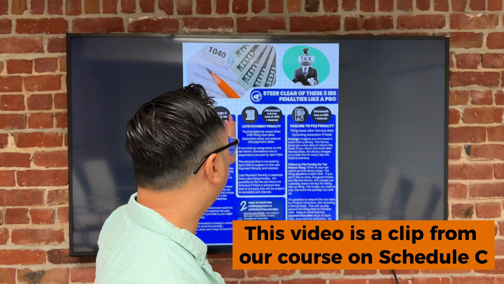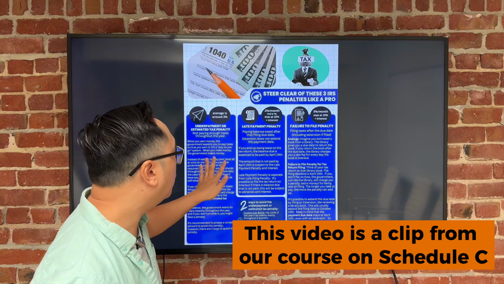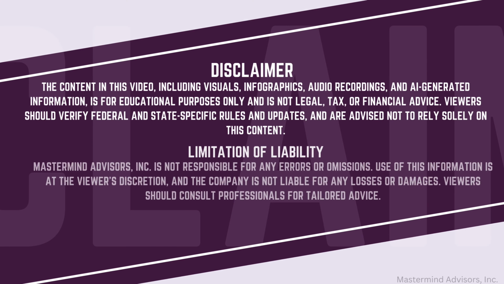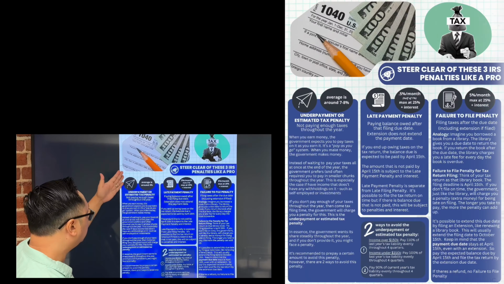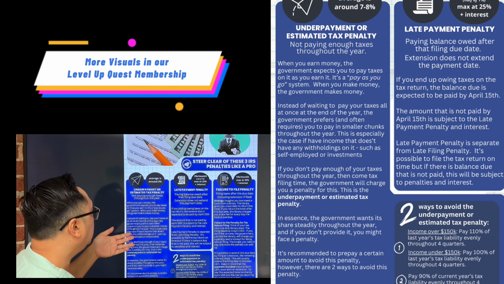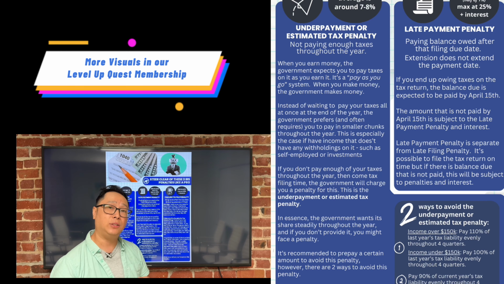Now, I have this visual right here that I'm also including, and you can share it with your clients, that explains all the different types of penalties. The first section right here is going to be about the underpayment and estimated tax penalties, where it explains that the tax system is a pay-as-you-go system.